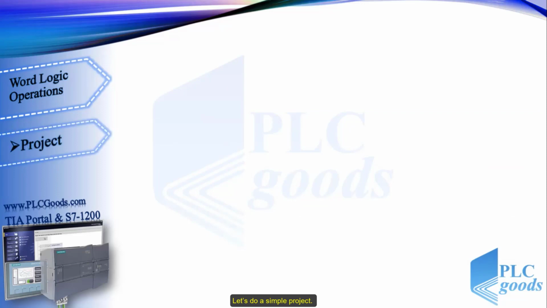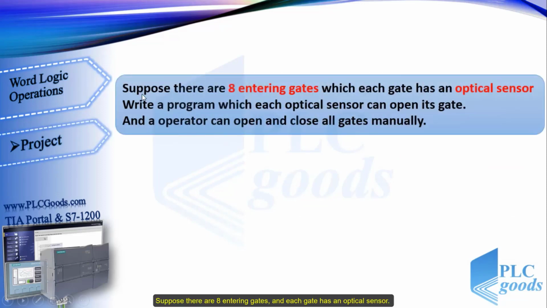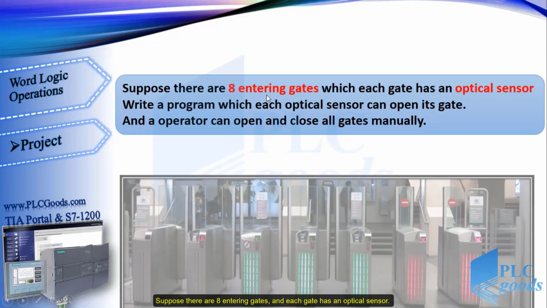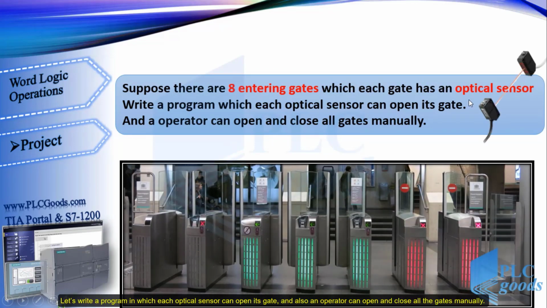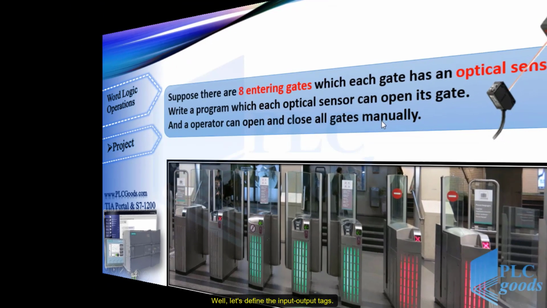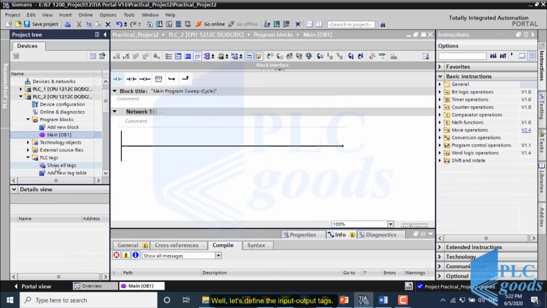Let's do a simple project. Suppose there are 8 entering gates and each gate has an optical sensor. Let's write a program in which each optical sensor can open its gate, and also an operator can open and close all the gates manually. Well, let's define the input-output tags.